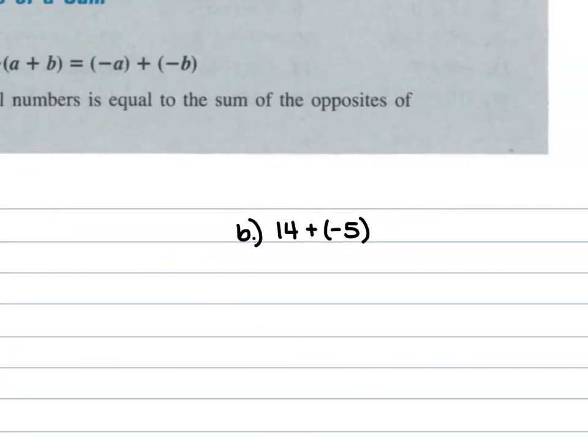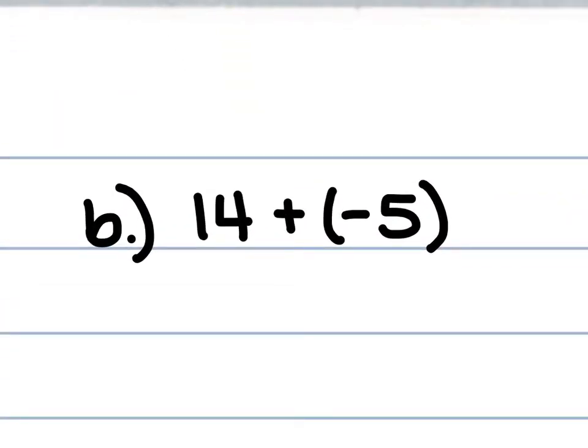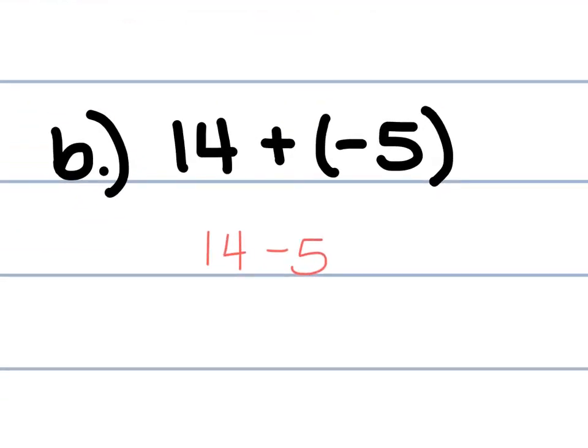If we look at example B, we have 14 plus negative 5. Now, this is the same exact thing as saying 14 minus 5. So as long as we keep the sign in front of the number with the number, we can move around our terms. So 14 minus 5 gives us 9.